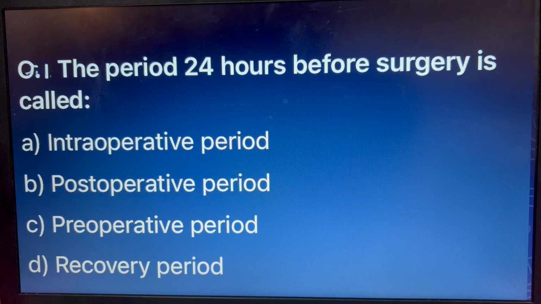Okay, one question is there. The period 24 hours before surgery is called: intraoperative period, postoperative period, preoperative period, or recovery period. Comment your answer.